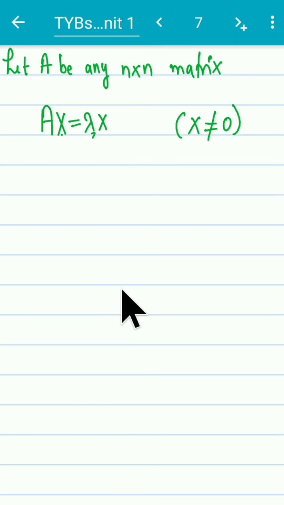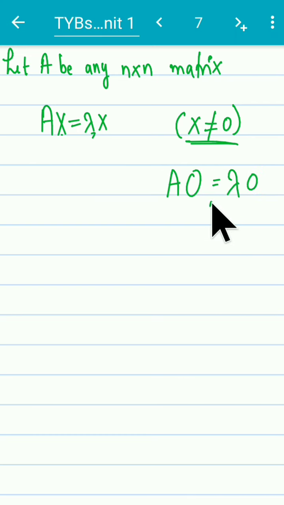Okay. So first, I have considered x not equal to 0, because if I consider A into 0, then it is lambda times 0 for all lambda. Correct? So this becomes a really general case. Hence we consider x not equal to 0 only. Okay.